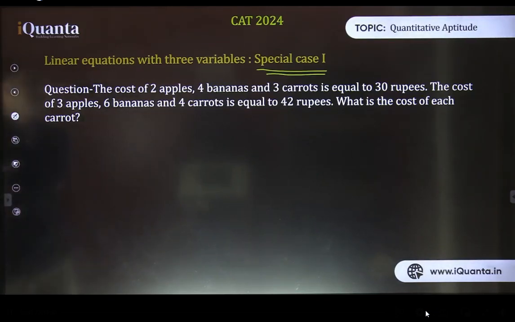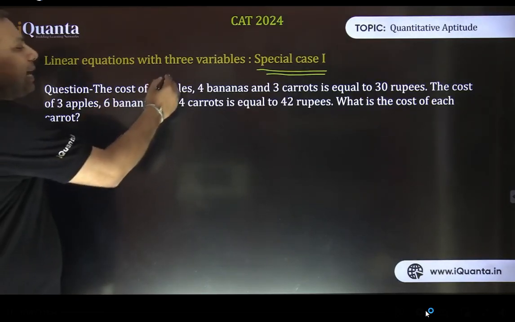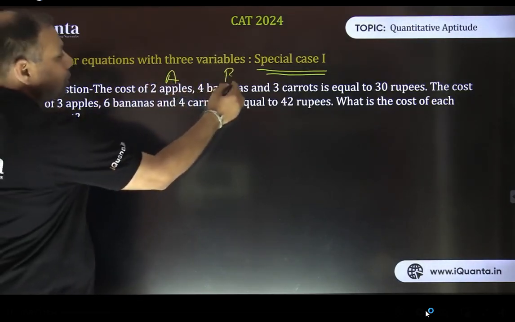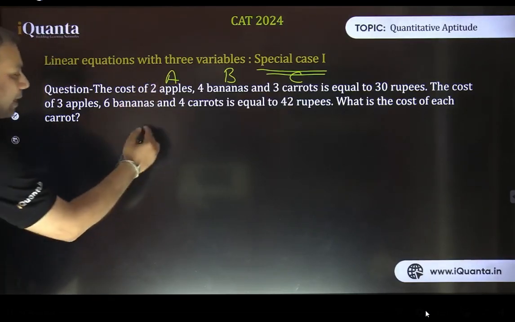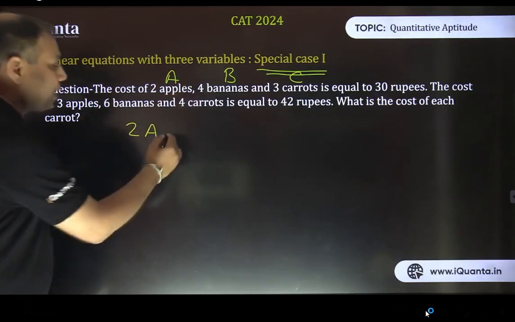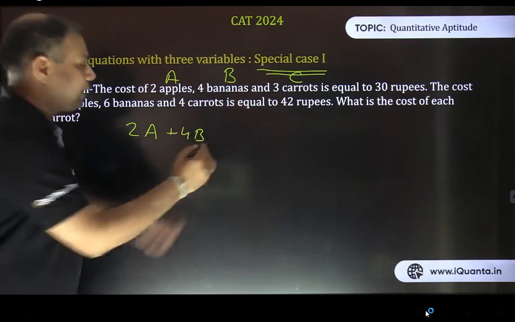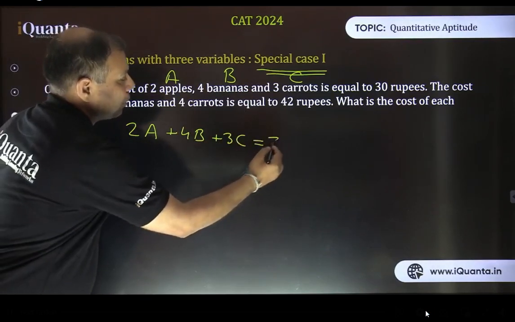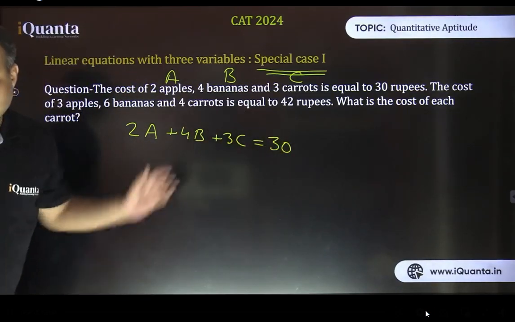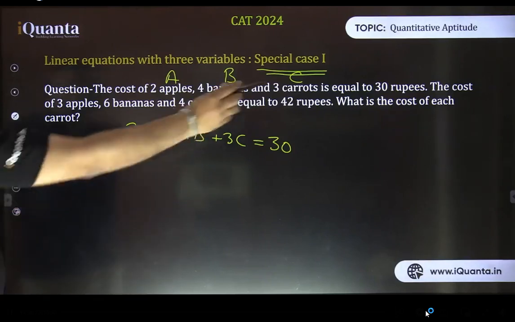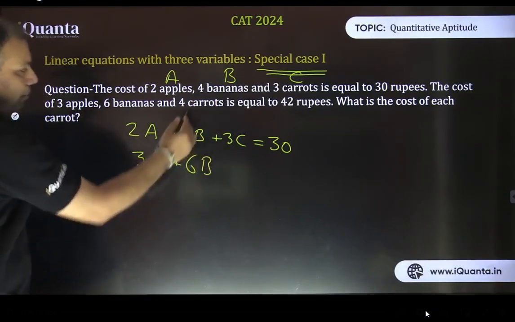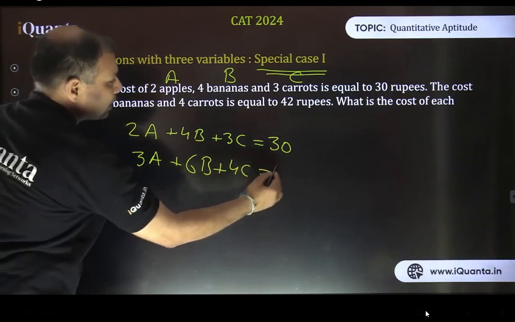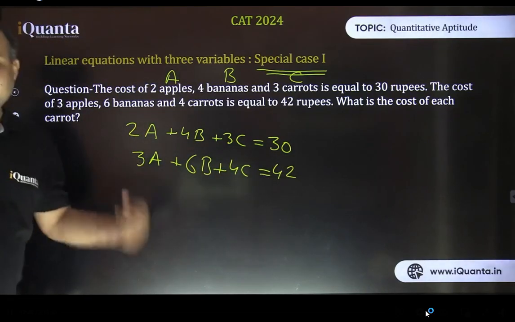Yes. See, if I take the cost of an apple to be A, cost of a banana to be B, cost of a carrot to be C, the equation will look something like 2A plus 4B plus 3C is equal to 30. Yes or no? That's the first equation. Fine. Now the second says the cost of 3 apples, that is 3A plus 6B plus 4C, is equal to 42. So there are 2 linear equations in 3 variables.